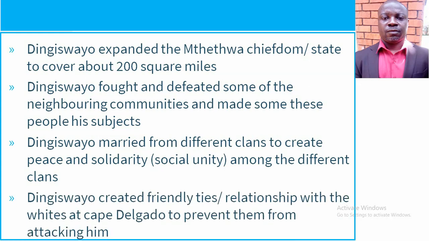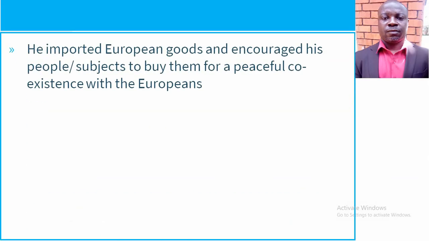Now, Dingiswayo created friendly ties or relationships with the whites at Cape Delgado to prevent them from attacking him. So we are now looking at him creating friendly relations with the whites, and this was aimed at stopping the whites from attacking him, and he successfully did that.